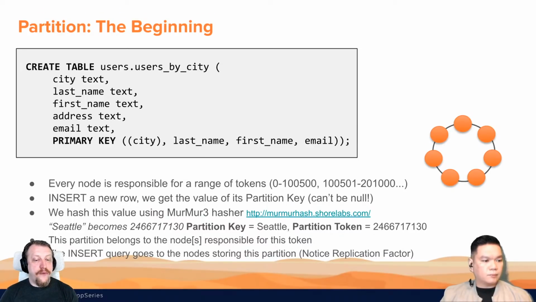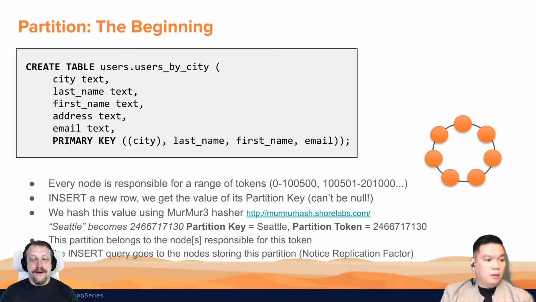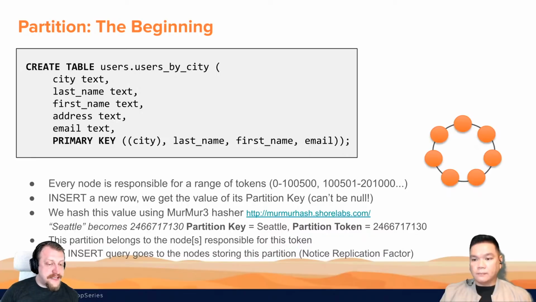Let's say we have the city Seattle, and its hashed value becomes this long number, 24667171130. Seattle is the partition key for this row, and the partition token is this long number. It means that this row belongs to a partition, and this partition belongs to the nodes responsible for this token. In my example, I'm speaking about replication factor 1, but usually you're going to use replication factor 3 or higher. So multiple replica nodes will be responsible for this number. And therefore, the insert query goes to the node storing this partition.